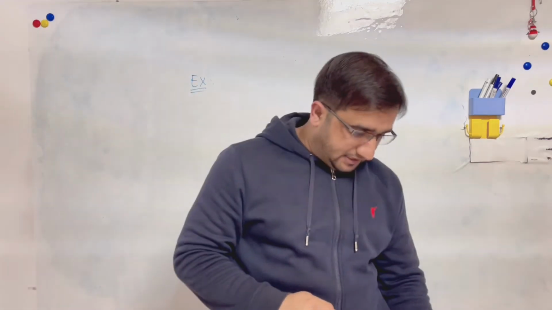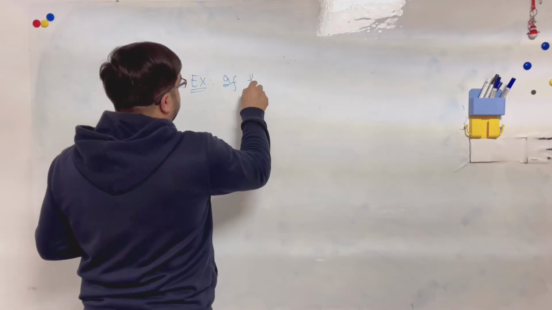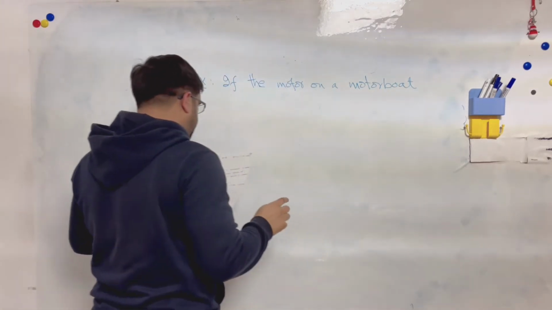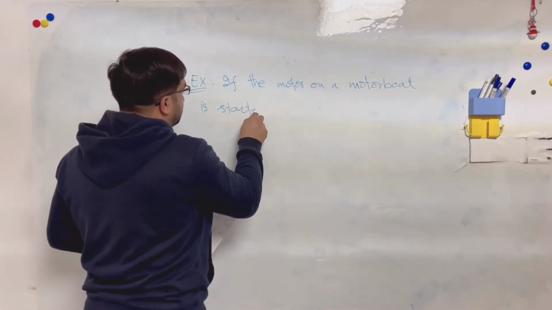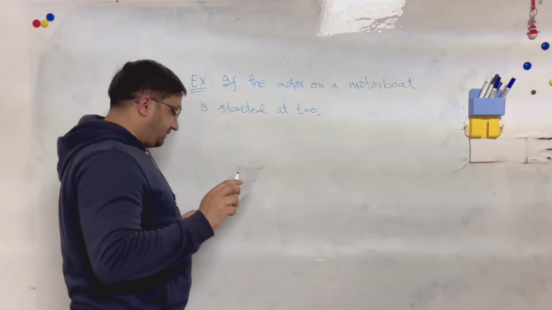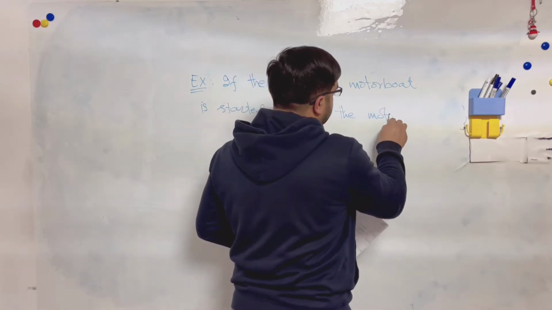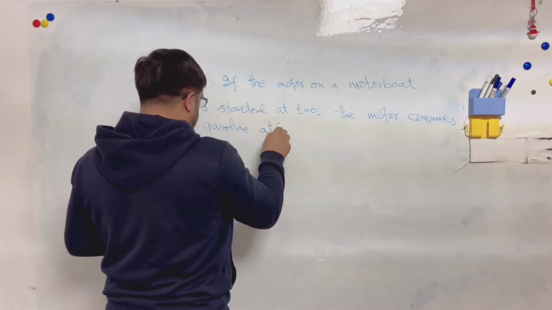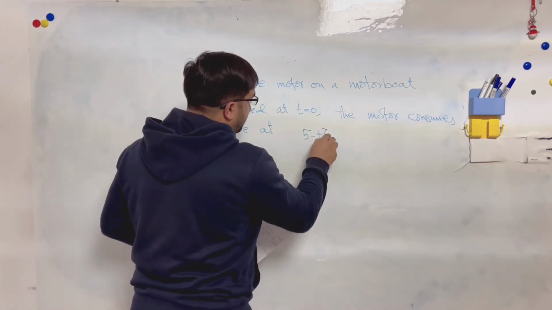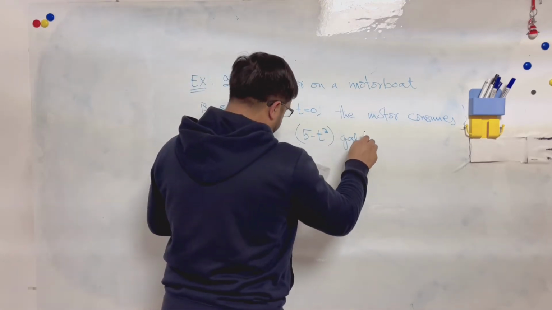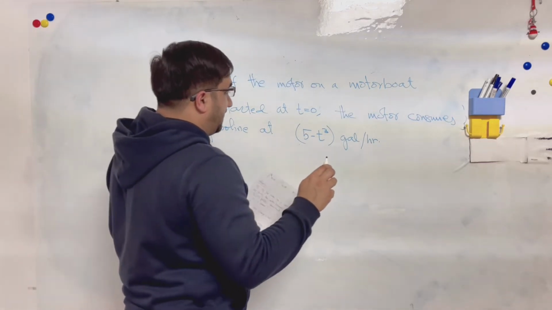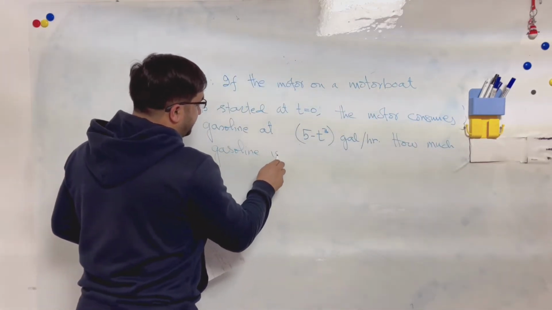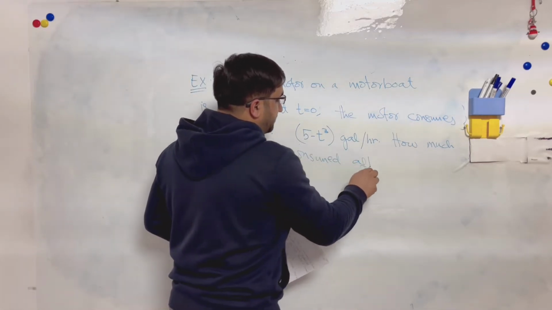If the motor on a motorboat is started at the time t equals 0, and the motor consumes gasoline at the rate of 5 minus t cube gallons per hour, how much gasoline is consumed after 2 hours?